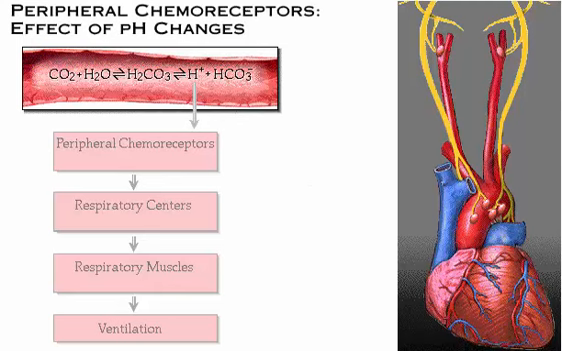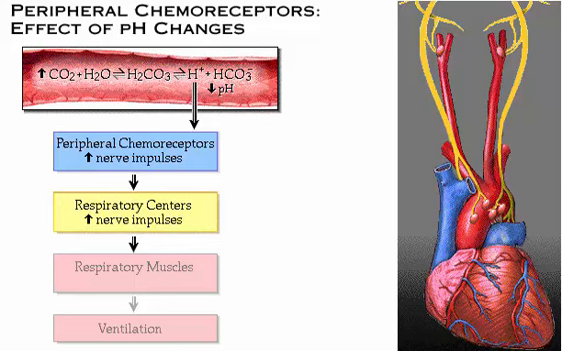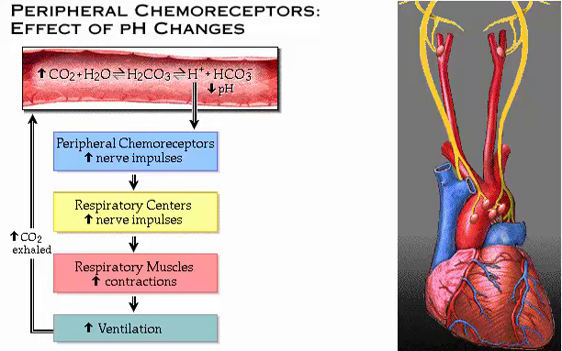Now, let's look at the role of the peripheral chemoreceptors. Increased carbon dioxide levels in the arterial blood result in decreased blood pH, which stimulates the peripheral chemoreceptors. They respond by sending more nerve impulses to the respiratory centers, which stimulate the respiratory muscles, causing faster and deeper breathing. More carbon dioxide is exhaled, which drives the chemical reaction to the left and returns the PCO2 and pH to normal levels.